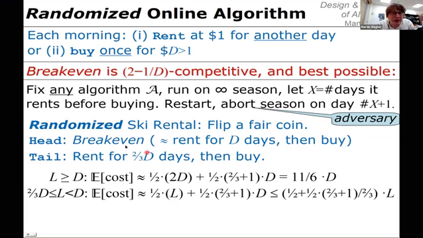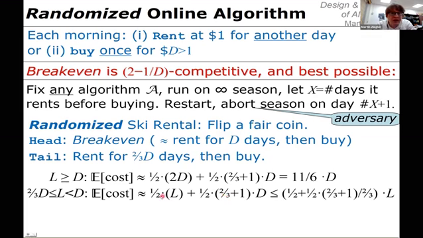Whereas if the break-even algorithm is not executed, if the coin flip comes up tail, then the algorithm will eventually switch to making a purchase because the length of the season is at least 2/3 D. So after 2/3 D days, our algorithm will make a purchase and thereby have incurred the same cost as in the first case, 2/3 D for having rented for that long and then making a purchase for another D.